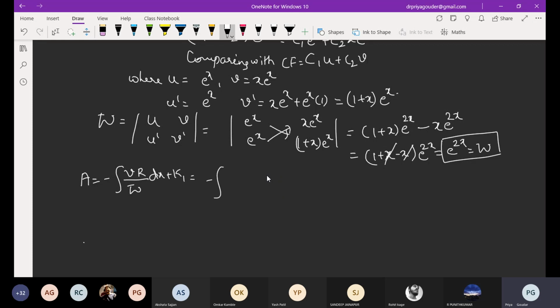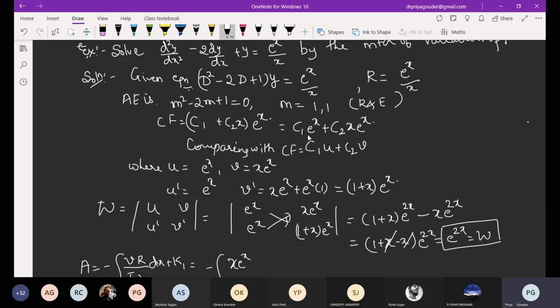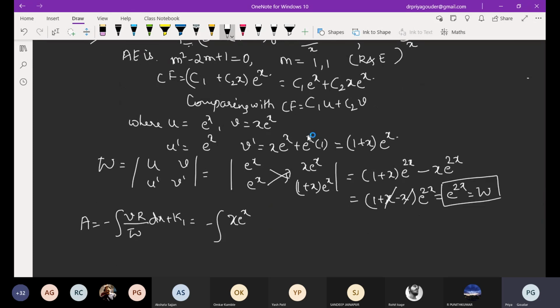What is v? V is x e raised to x. Very important: sometimes the student writes it as u and all, they will cut the marks, nothing much. What is R? RHS part, e raised to x by x. Whole divided by e raised to 2x, which is w.